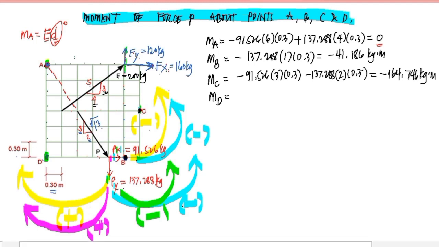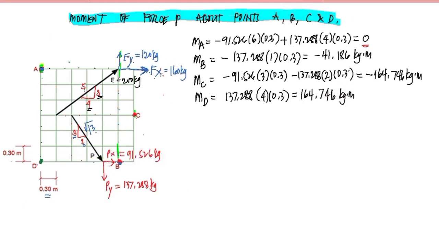So we have here Py, that's 137.288 multiplied by the perpendicular distance. Since this is the location of Py, this is the perpendicular distance of Py to point D. That is 1, 2, 3, 4, so 4 blocks. That's 4 times 0.3. Computing for this, we have 164.746 kilogram meter. What if we are not going to use this Px and Py in this location?